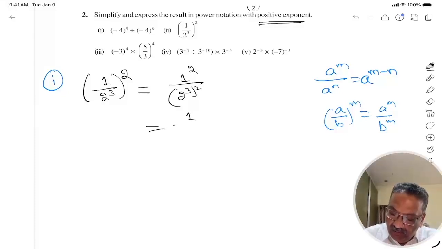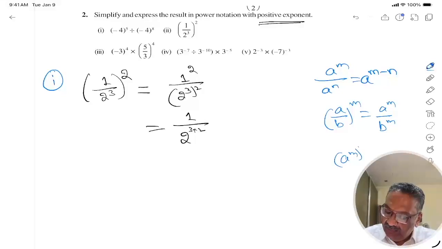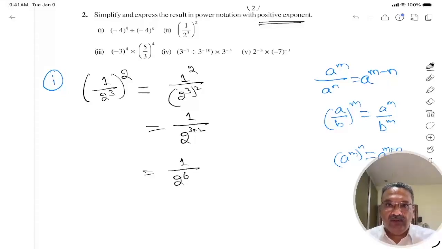This is equal to 1 by 2 to the power of 3 into 2, because the formula we are using here is (a^m)^n equal to a^(m into n). So this becomes 1 by 2 to the power of 6. Okay, this is one way of solving. I will show another way also.